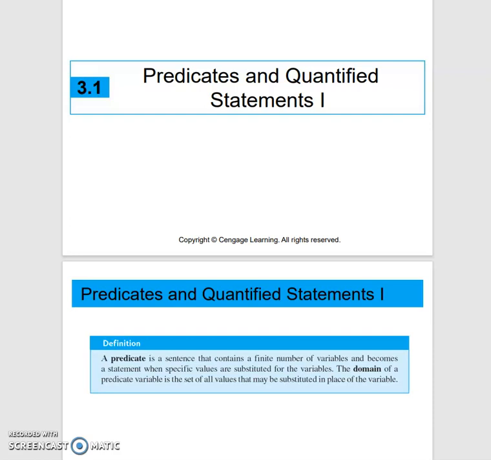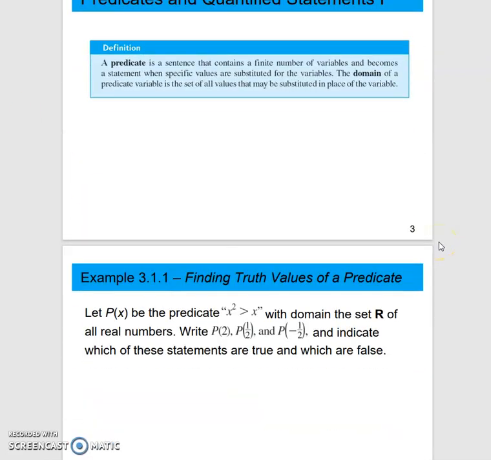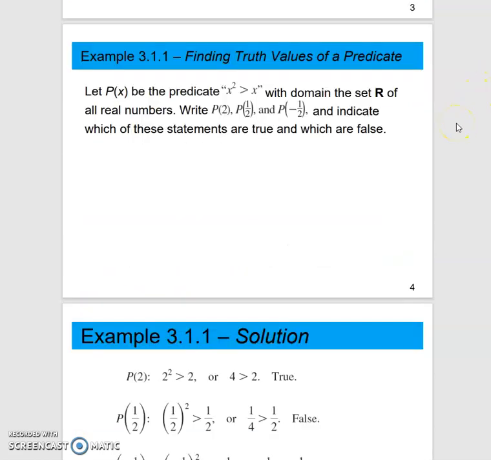Section 3.1, Predicates and Quantified Statements. So a predicate is a sentence that contains a finite number of variables, and we are also then going to talk about the domain, which is the set of values that you can put into it. Pretty much everything we've seen mathematically is a predicate. So let's start with finding values that make it true.